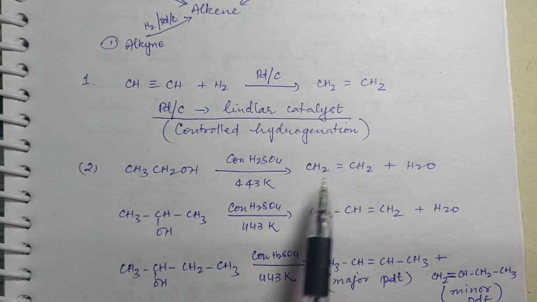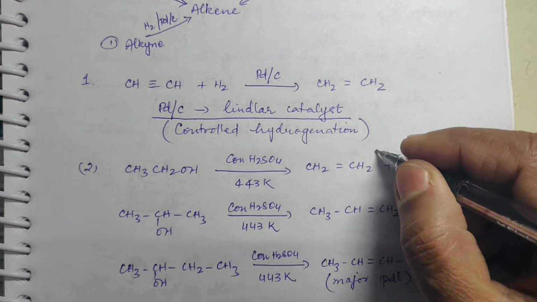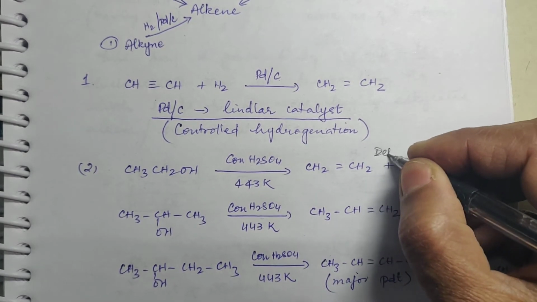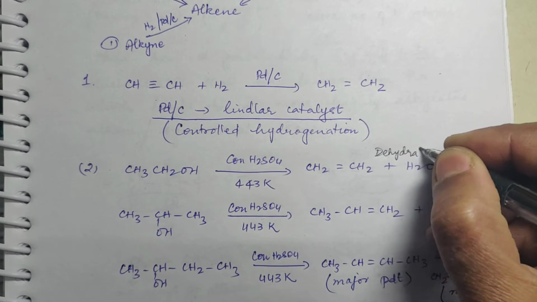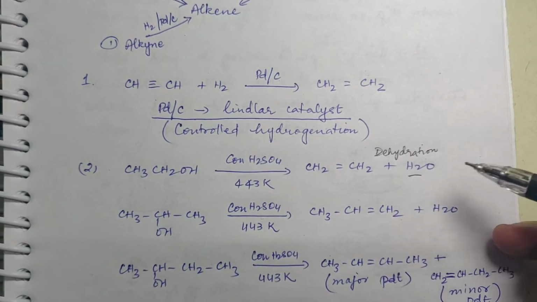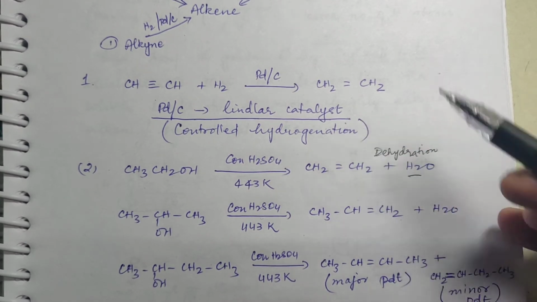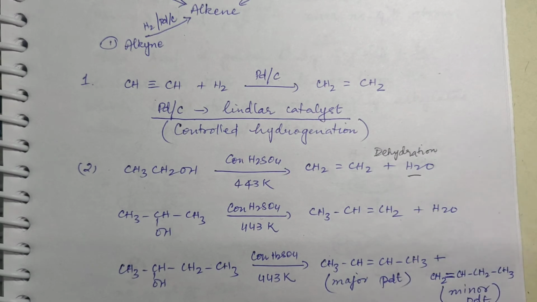Ethanol gives you ethene. Now what is this reaction called? This reaction is called dehydration. Why? Removal of water is taking place, is it not? Water is removed. So this reaction is called dehydration. This is called hydrogenation. This is called dehydration.